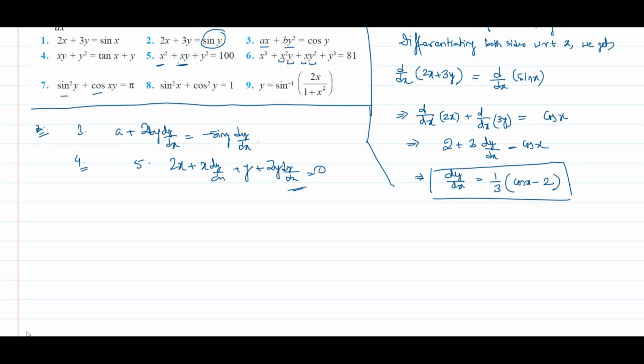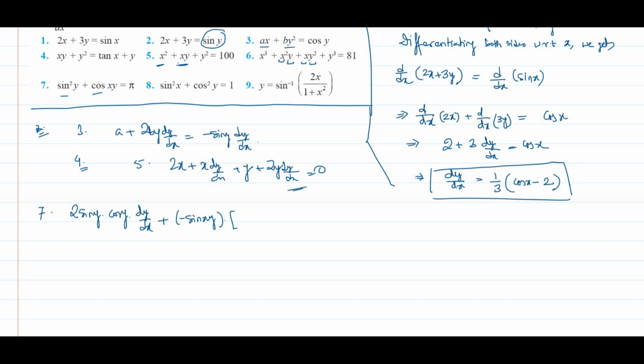Similarly with question number 7, it is an implicit function once again. To solve it is very simple, just differentiate both sides with respect to x. So here you have sine square y, that gives you 2 sine y, and by chain rule the differentiation of sine y is cos y, and once again the differentiation of y with respect to x is cos y dy by dx. Plus, now how will you differentiate cos of xy? That will obviously be minus sine of xy times the differentiation of xy.